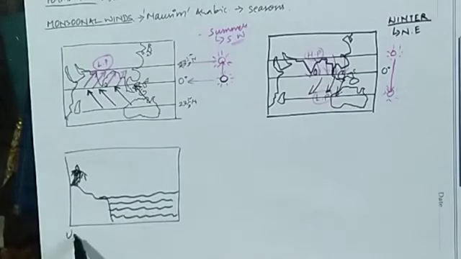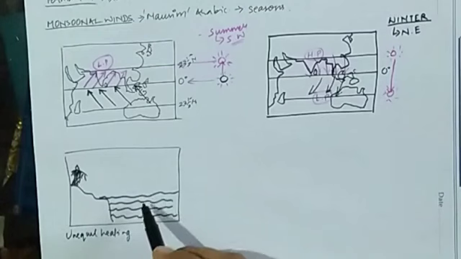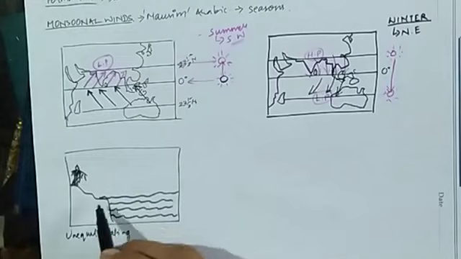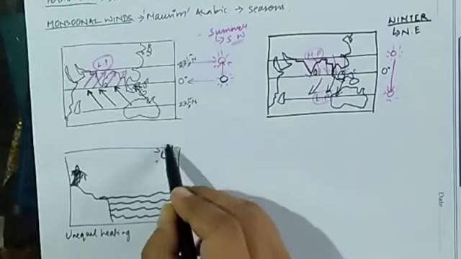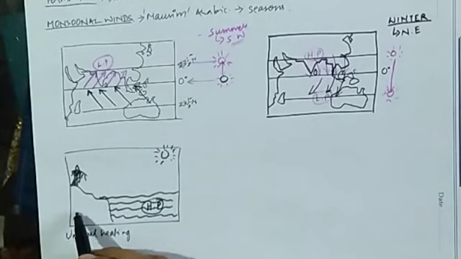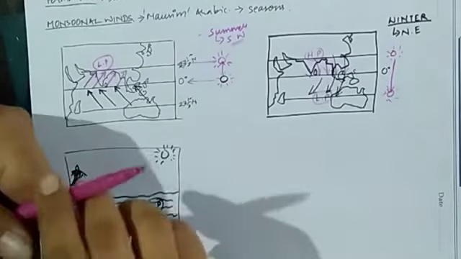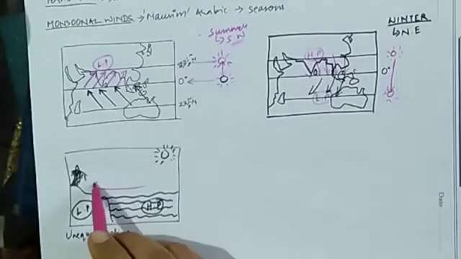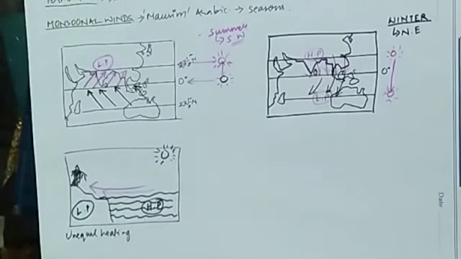And the unequal heating of land and water. So the water being transparent, it will take more time to heat up. Land being opaque, it will take less time. So during the day, what happens is the sea will be in high pressure, and the land will be in low pressure. As a result, the wind will be blowing from sea towards the land. That is known as sea breeze, isn't it?